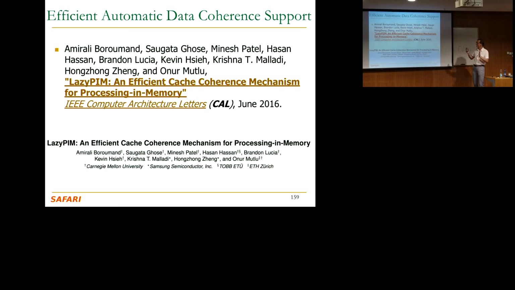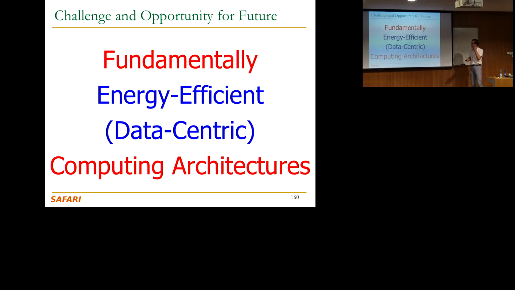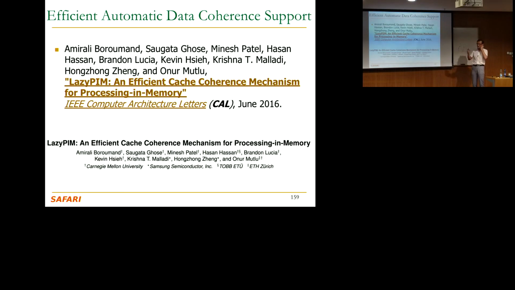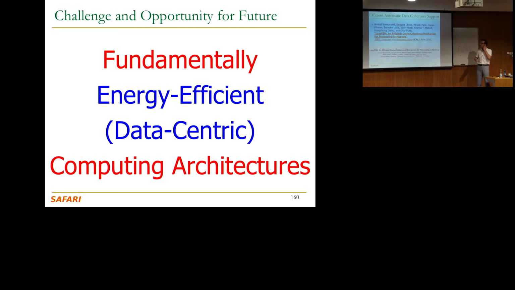OK, coherence is another issue. I don't know if I want to tackle this, because this also opens up a can of worms. If you want to be really efficient in terms of coherence, you need to do something different. And maybe we'll get to that when we talk about the adoption issues.